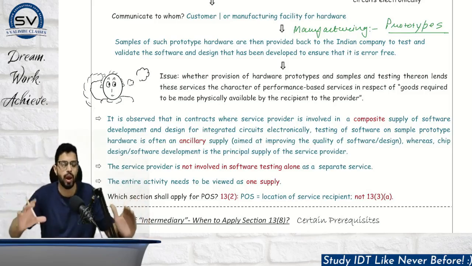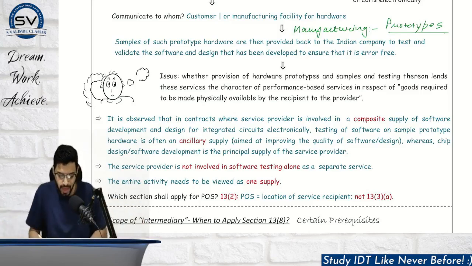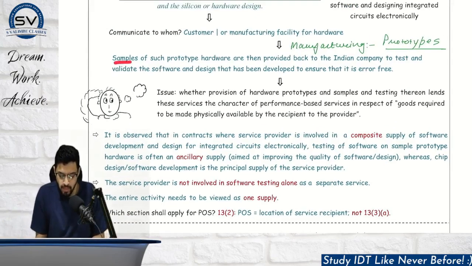So you just give us a go-ahead on the basis of testing of the prototype, right? Okay, now the samples of such prototype hardware are then provided back to the Indian company, that is Wipro, to test and validate the software and design that has been developed to ensure that it is error free. This is basically the green signal given by Wipro.